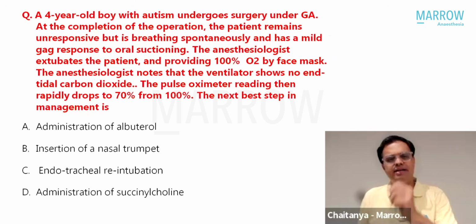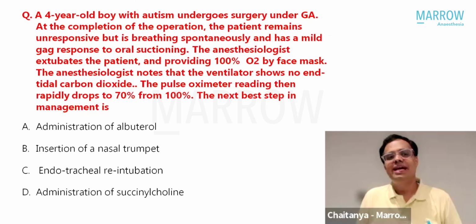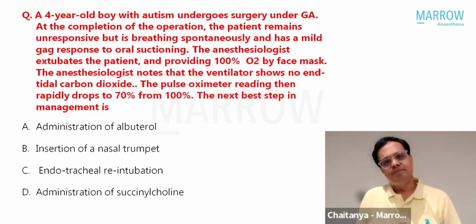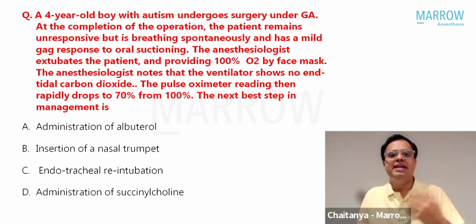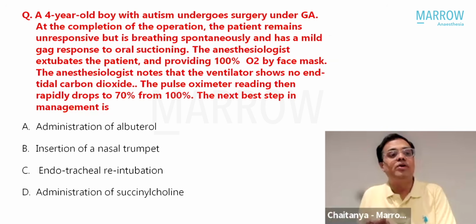The classical presentation of laryngospasm is rapid desaturation. Sometimes it might be associated with suprasternal retractions. Sometimes it might be associated with a stridulous sound, and there might be bradycardia if the patient is going into severe hypoxia. Initially there might be some tachycardia as a response to hypoxia, but later it might turn into bradycardia. So what is the drug of choice in management of laryngospasm?